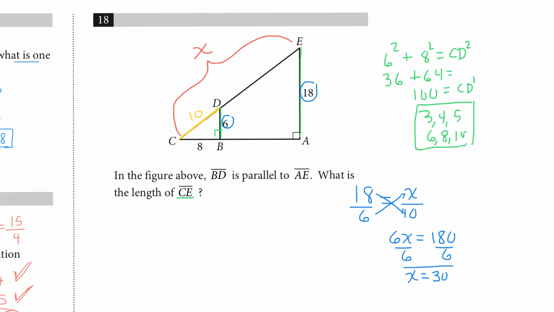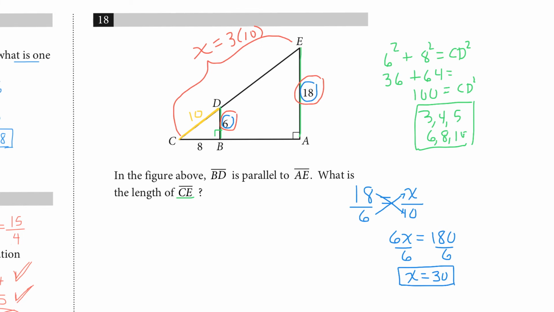Now, this is probably the long way of doing it. It's probably the way you're taught in geometry class to set up a proportion for similar triangles. There is probably an easier way of doing this. What I'm doing is I'm looking at the ratio of this 18 to 6. 18 to 6 is 3 to 1, so that means that this x has to be 3 times this 10.